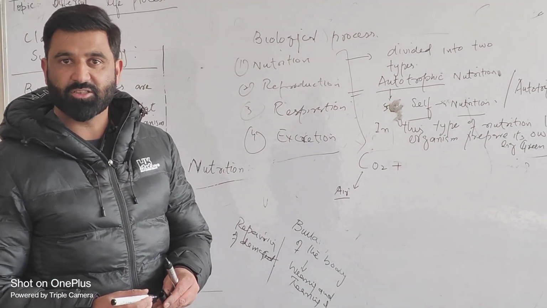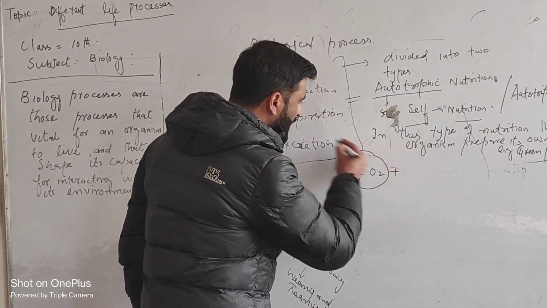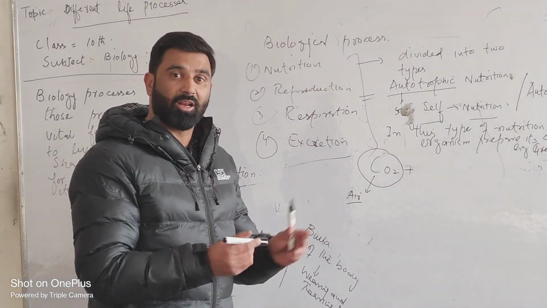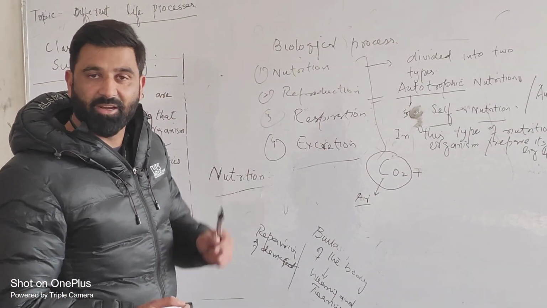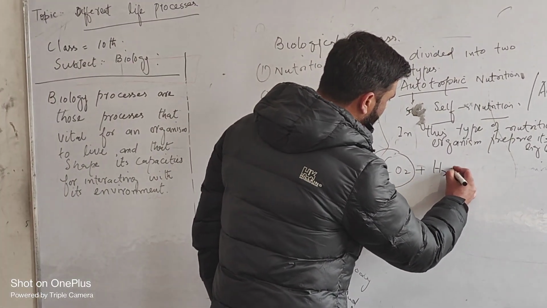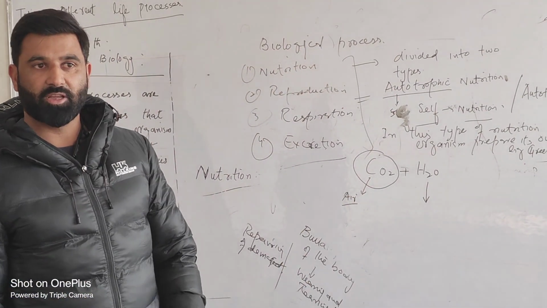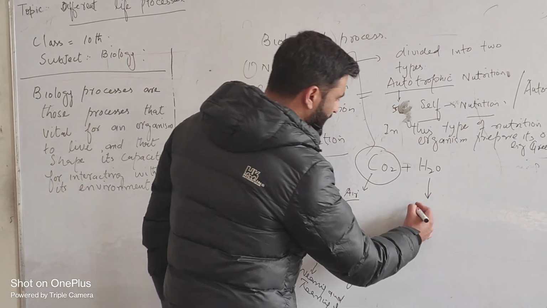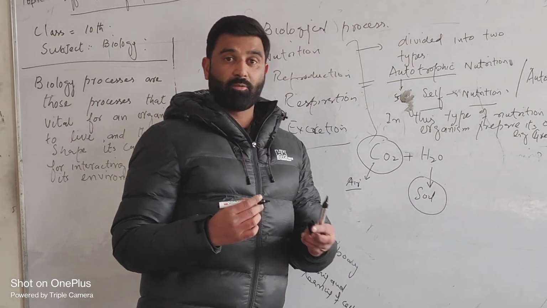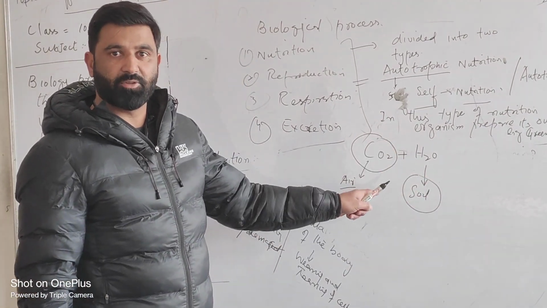Now the air is a mixture of gases, and one of the components of the air is carbon dioxide. The carbon dioxide is utilized by the green plants for manufacturing food, and they combine it with water. These green plants take the water with the help of roots from the soil. Green plants absorb this water.